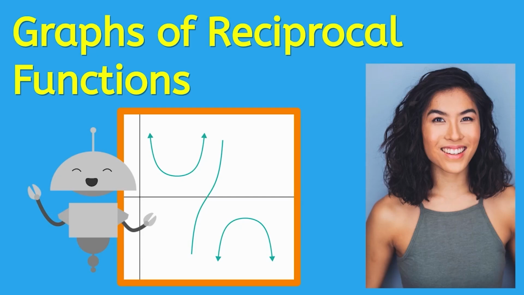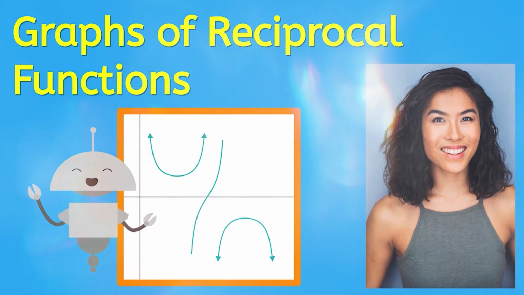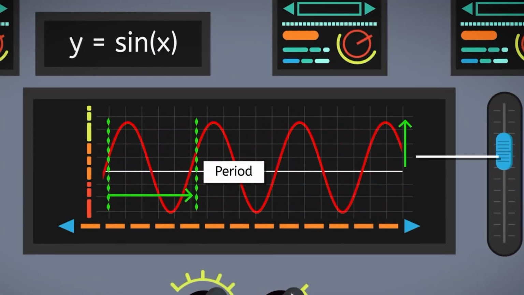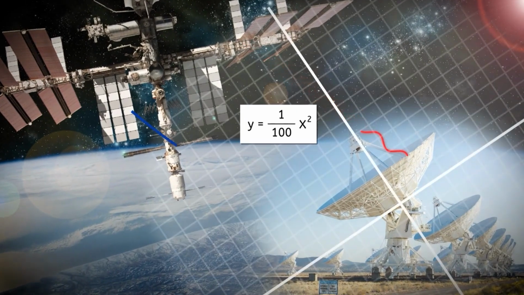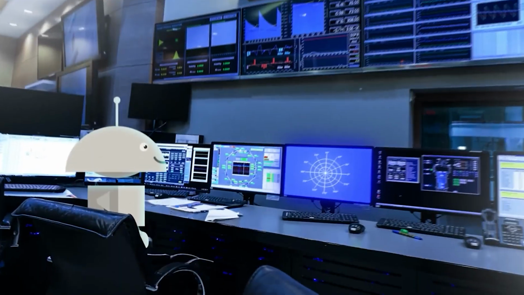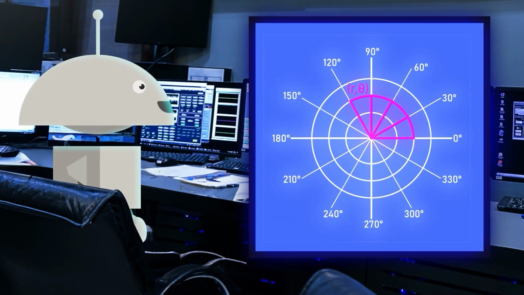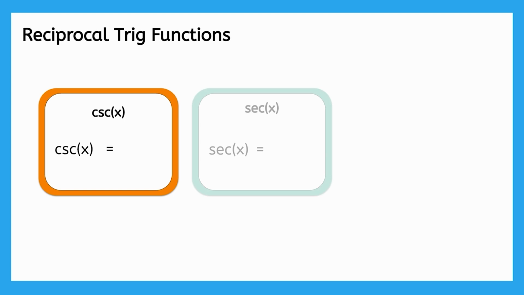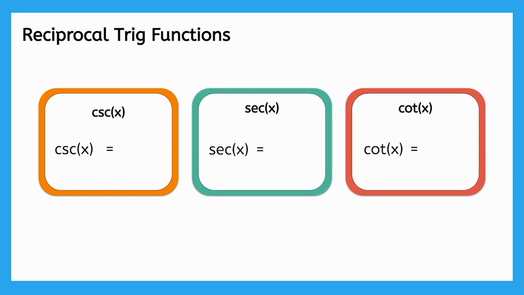Welcome back! Today we'll be looking at 3 new trig graphs, but don't worry, they're more familiar than you think. In this lesson, we will revisit the 3 reciprocal trig functions: cosecant, secant, and cotangent.